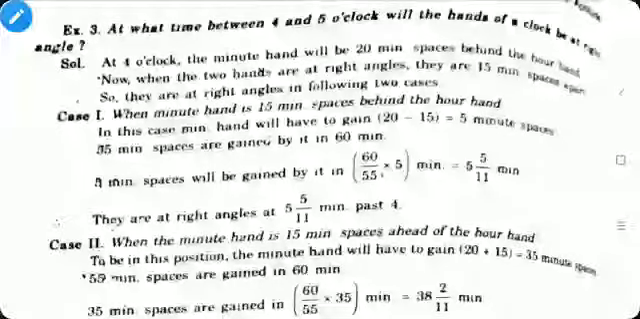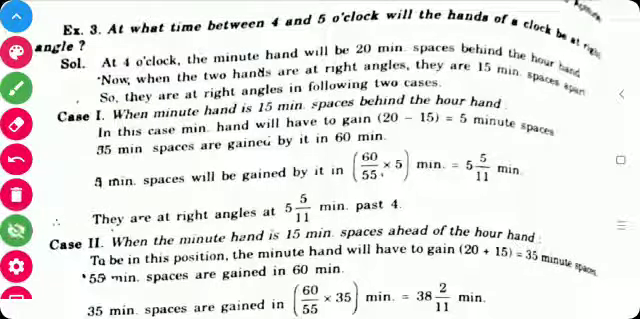Dear students, now we will see examples on clocks. The first example is, at what time between 4 and 5 o'clock will the hands of a clock be at right angle? We have seen in the facts that when the hands of a clock are at right angle, there is a 15-minute space between the hour hand and minute hand.